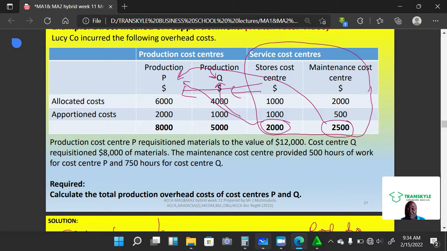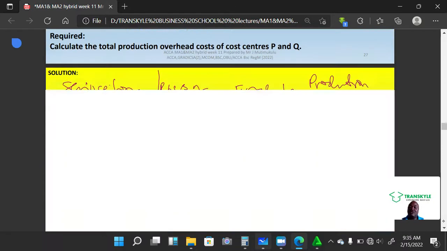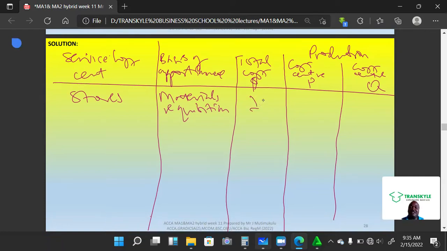Don't be confused. Don't be confused. Okay, we wanted to share the 2,000, 2,500 for maintenance. This 2,000 for stores cost center. All right. So we take the 2,000, we slot it in. 2,000 come here, and 2,000 says, here I am. Use me whatever you want to use me for. Okay. Don't worry about this.